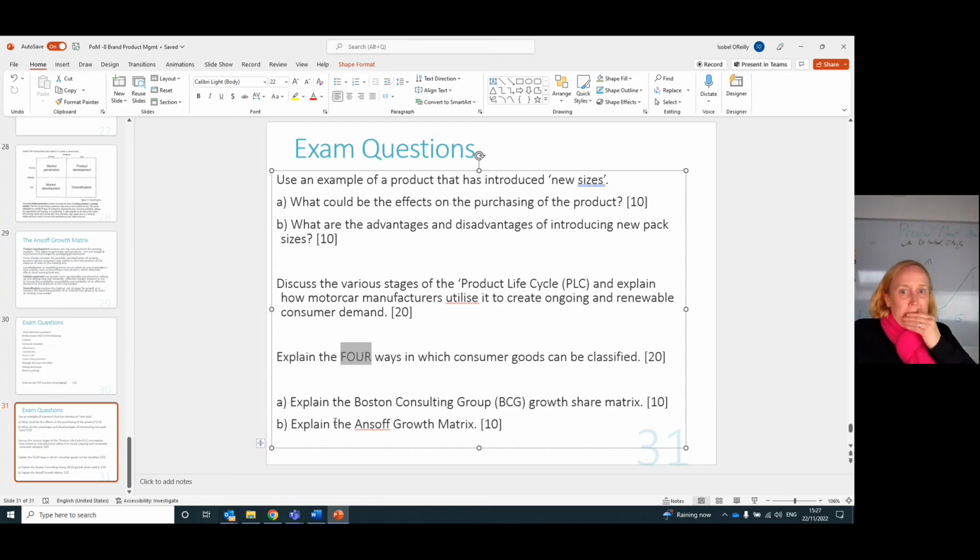Other papers had explain the BCG for 10 and explain the Ansoff Growth Matrix. So draw the box diagram and explain. You might get a few marks for the diagram and then explanation marks for each of the 4 sections.